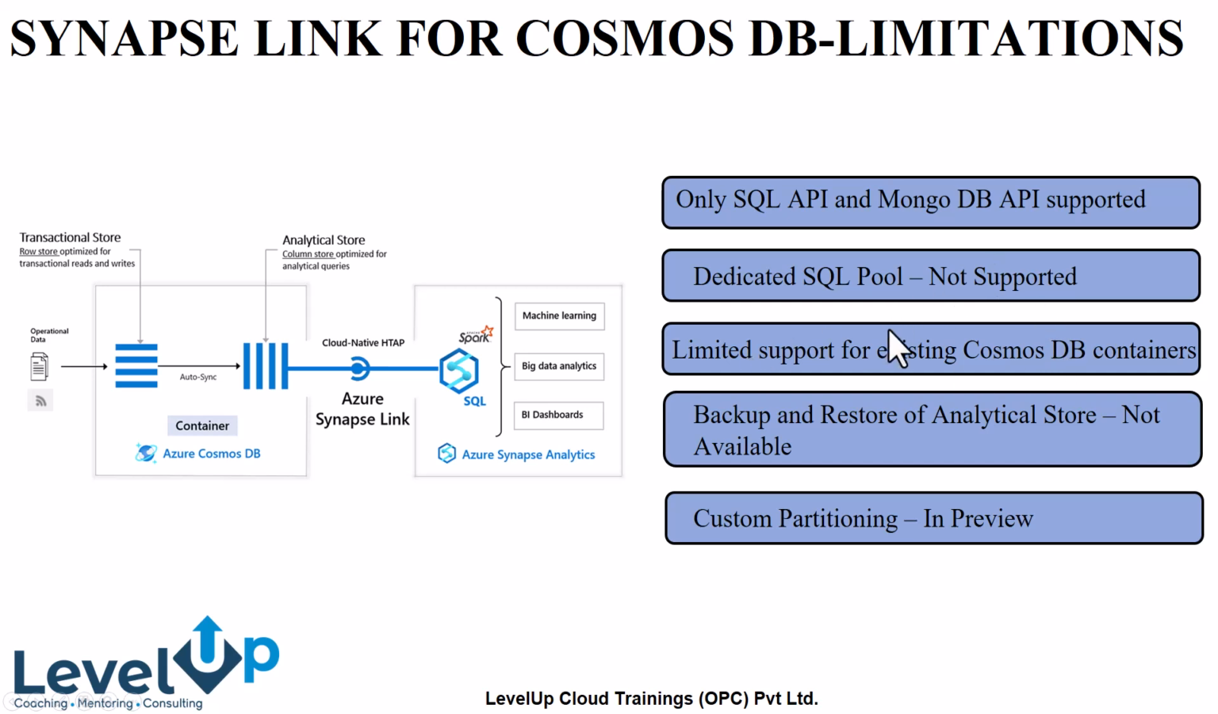It has limited support for existing Cosmos DB containers. Backup and restore of the analytical store is not possible, and custom partitioning is in preview. These are some of the limitations of Synapse Link.